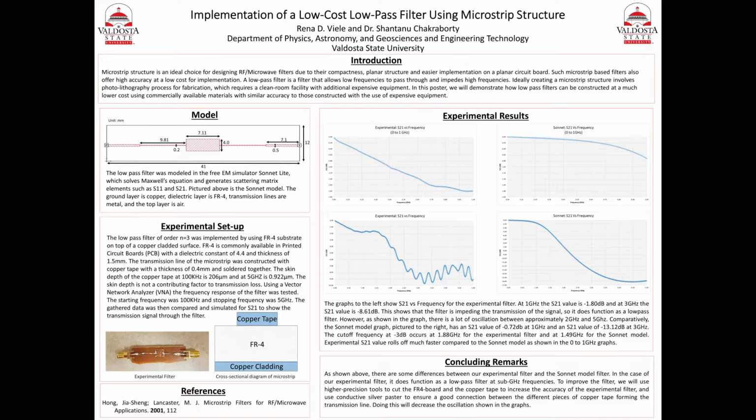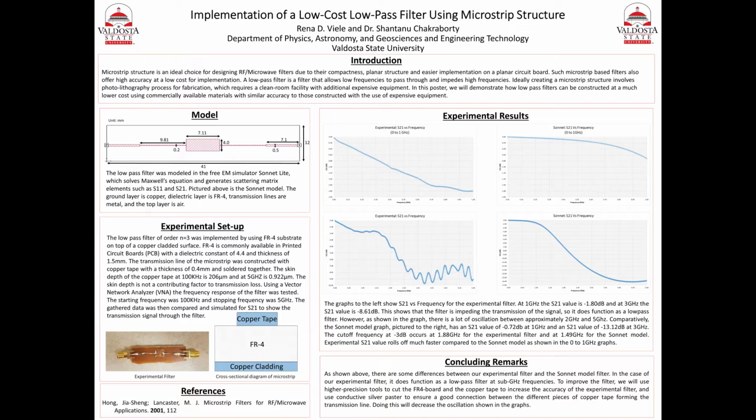The ground plane of the filter consists of a copper layer. Next is the dielectric layer that was constructed using PCB or FR4 board, which has a dielectric constant of 4.4, and the top layer is the transmission layer, which is made up of copper tape pieces, which have a thickness of 1.5 millimeter and were soldered together. These materials were selected for their low cost and commercial availability.